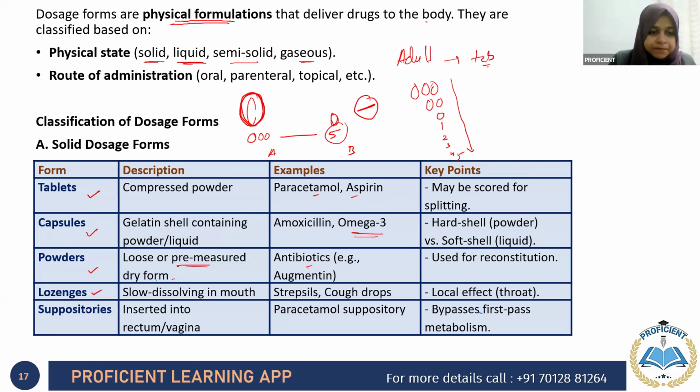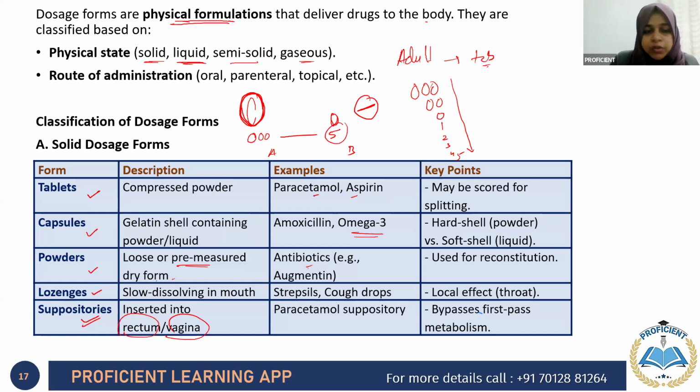Then you have suppositories, right? Suppositories are either inserted into the rectum or into the vagina. We have paracetamol suppositories for babies and all, and also diazepam and all come as suppositories. Now, what is the advantage?